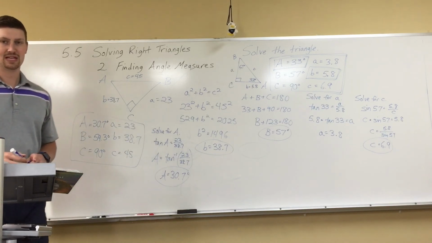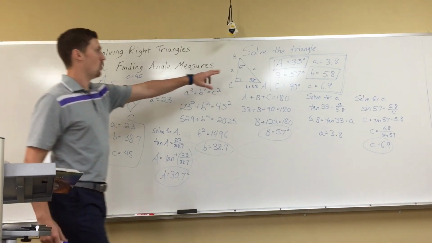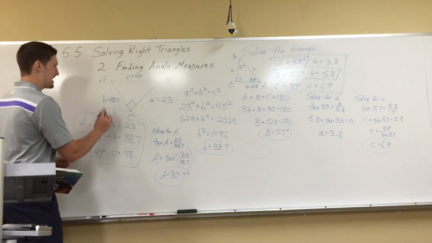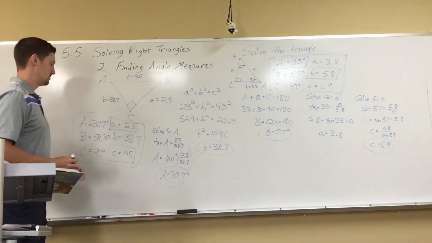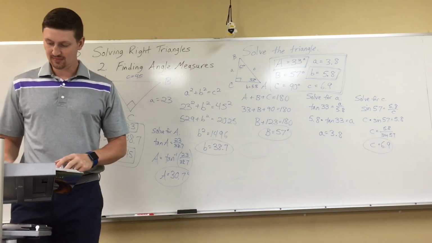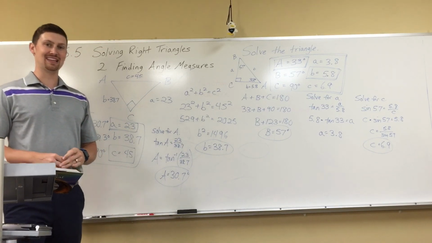We've solved the triangle. No matter what they give you, now they have to give you a fair amount of information, but if they give you one angle, one side, you can solve the triangle. If they give you, in this case, two sides, that's all they gave us. And of course 90, we knew that. You can also solve the triangle. Solving right triangles. That is chapter 5, lesson 5.